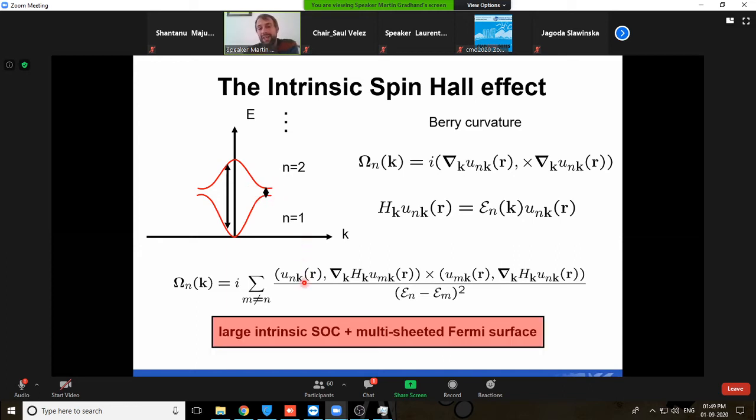So what do we need? We need large intrinsic spin-orbit coupling. This is hidden in this derivative of the Hamiltonian and this cross product, because this expression in the numerator tells you your Hamiltonian needs to be complex, and this is what spin-orbit coupling provides. It goes from a real Hamiltonian to a complex Hamiltonian, and that gives rise to the Berry curvature. And you need multi-sheeted Fermi surfaces. You need all those near degeneracies to get a big effect.